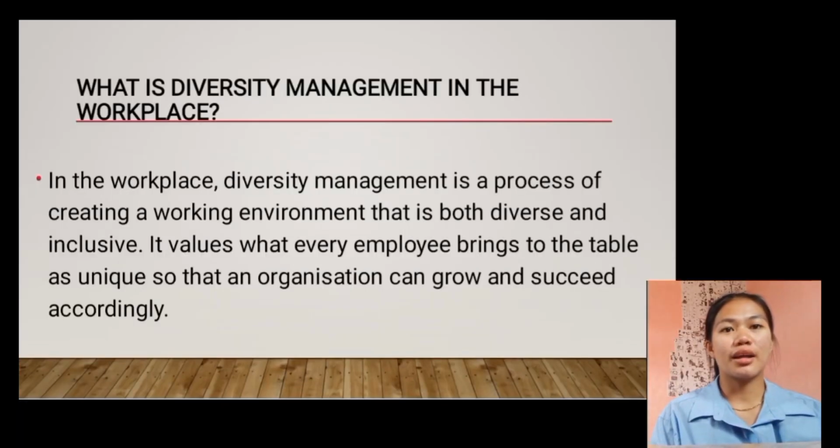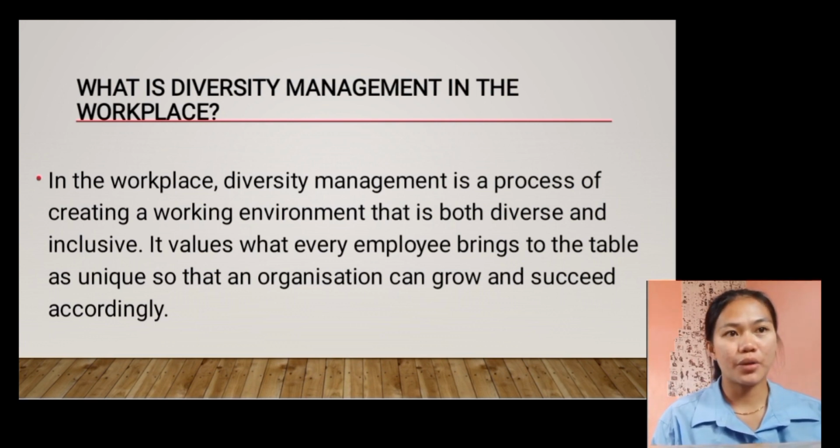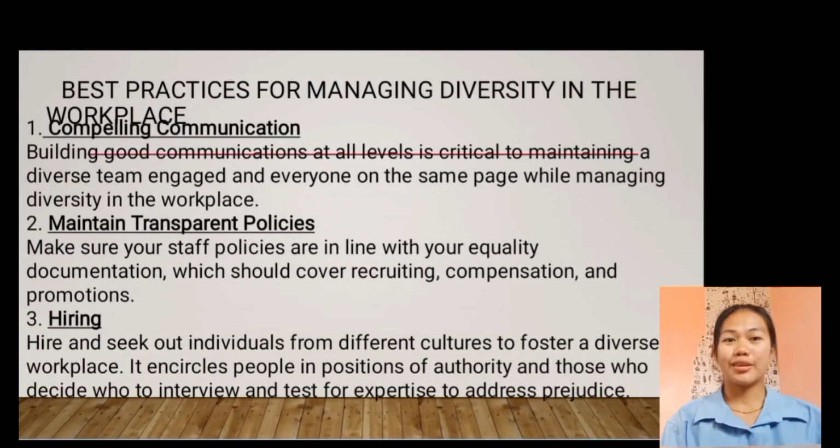So, what is diversity management in the workplace? In the workplace, diversity management is a process of creating a working environment that is both diverse and inclusive. It values what every employee brings to the table as unique so that an organization can grow and succeed accordingly. So, how do we manage diversity at work?